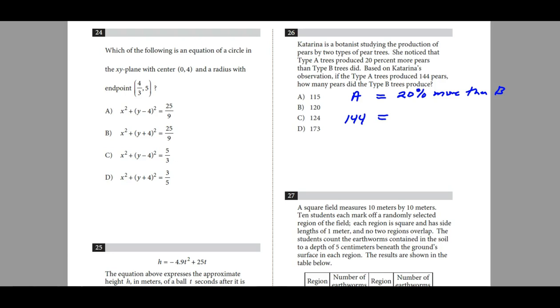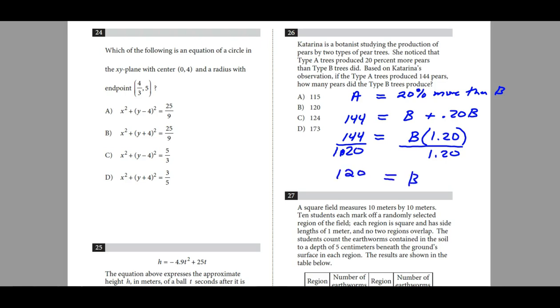So basically we have B, and when you add 20% more of B, that ends up being 144. Another way to write that is, however much B is, 1.20 would be an increase of 20%. And you could just solve this equation. To figure out what B is, let's just divide both sides by 1.20. And it looks like that's going to come out to be 120. So the correct answer is B. That's one way to do it, solving an equation.